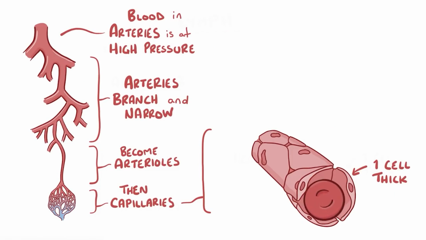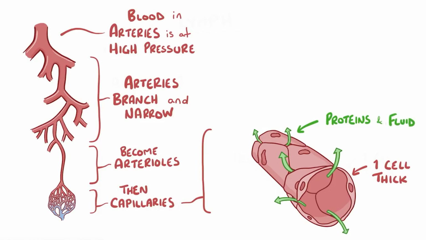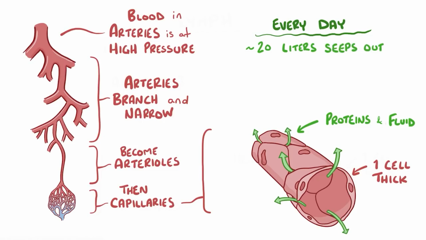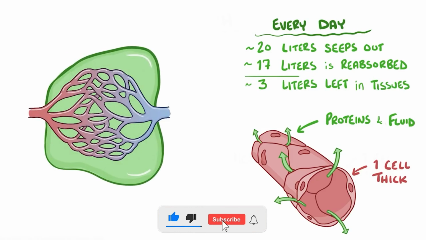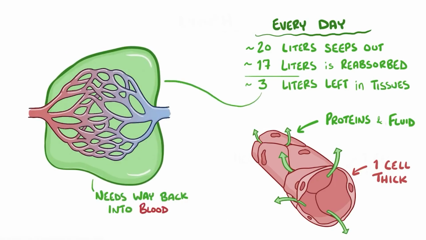Red blood cells are too big to fit through the capillary pores, but small proteins like albumin and fluid can make it through. Every day, 20 liters of fluid, water, and protein seep out of the capillaries and become part of the interstitial fluid between the cells. About 17 liters gets quickly reabsorbed back into the capillaries, but that leaves around 3 liters of fluid behind in the tissues each day. This 3 liters of fluid needs to find a way back into the blood so that the body's interstitial fluid volume and blood volume both stay constant over time.